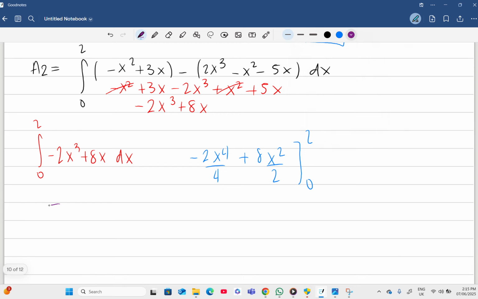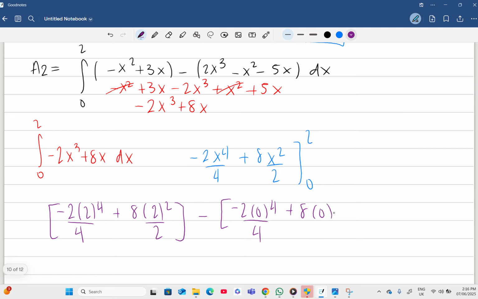We are going to do negative 2 times 2 to the power of 4 over 4 plus 8 times 2 squared over 2, minus negative 2 times 0 to the power of 4 over 4 plus 8 times 0 squared over 2, and then we solve this. So let's see what we get. Okay, so for this one we get 8, and for this one we get 0, so 8 minus 0 equals 8, so I have my A2 equals 8.